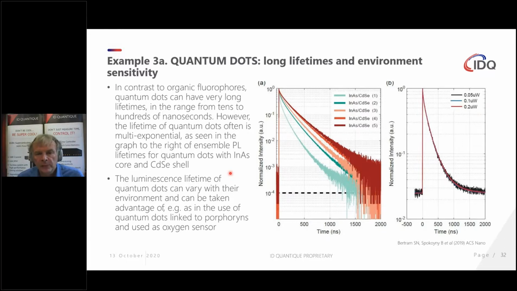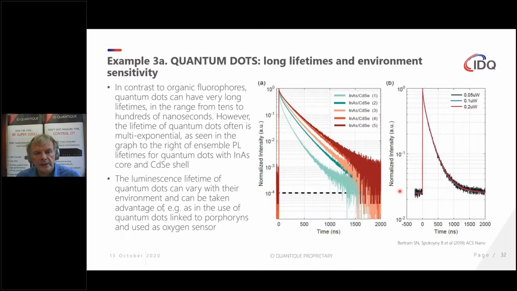So you can see here on the left-hand side that there are different versions of quantum dots. Each of them has a different lifetime, and the lifetimes of quantum dots tend to be in the hundreds of nanoseconds. Again, it depends a bit on the environment. That can be a good thing, it can be a bad thing. The good thing is, for example, you can use them as oxygen sensors, because a lot of quantum dots are very sensitive to the oxygen concentration.